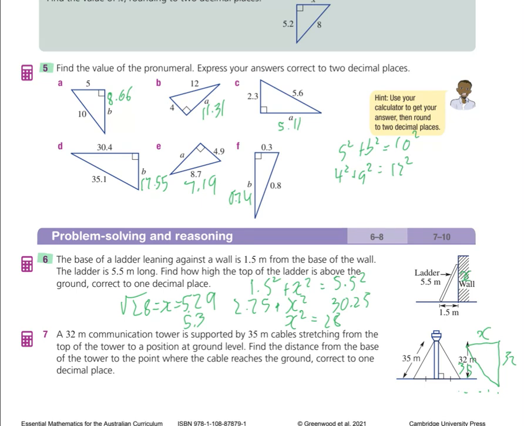So 32 squared is 1024. 35 squared is 1225. Take away the 1024. That gives me 201. Square root 201 gives me 14.17, which I'll round to 14.2 meters.